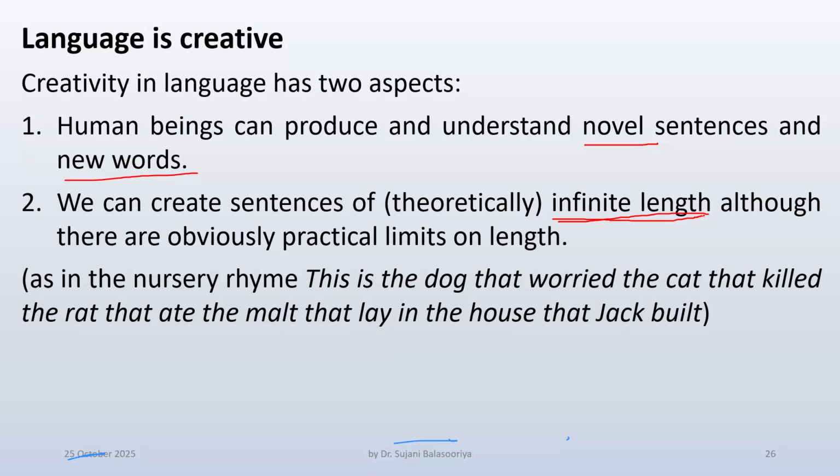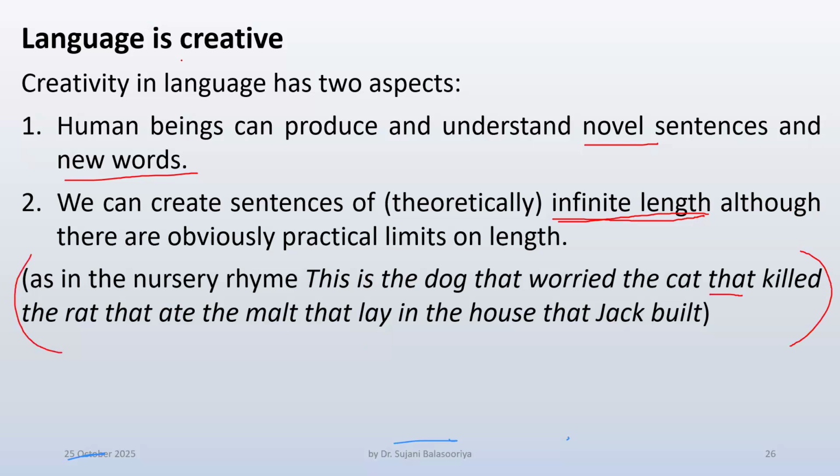Like in the nursery rhyme, you know this. This is the dog that worried the cat that killed the rat that ate the mouse that lay in the house that Jack built. Something like this. So, if you want, you can continue this further also. See? It can become quite lengthy. So clauses have been attached with the conjunction that. All are relative clauses, right? So this possibility is there, lengthening sentences.